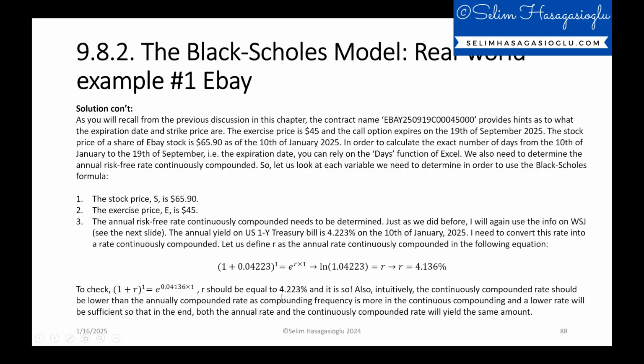this value, 4.223. Also, intuitively, the continuously compounded rate should be lower than the annually compounded rate, as the compounding frequency is more in continuous compounding, and a lower rate will be sufficient, so that in the end, both the annual rate and the continuously compounded rate will yield the same amount.